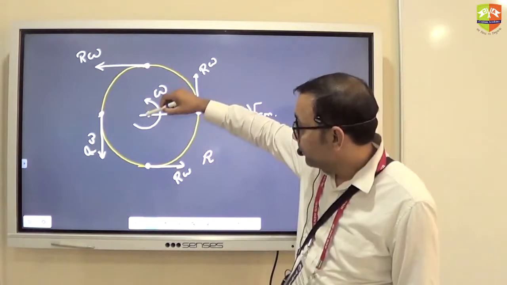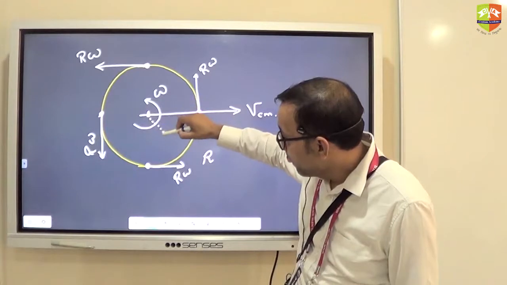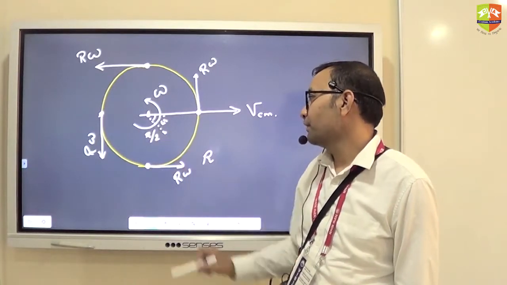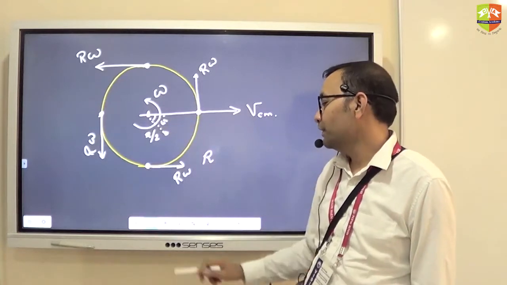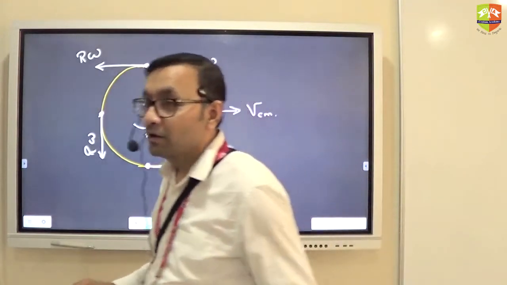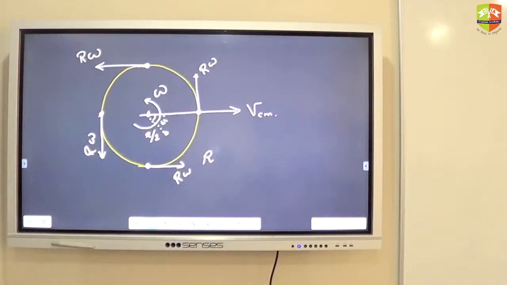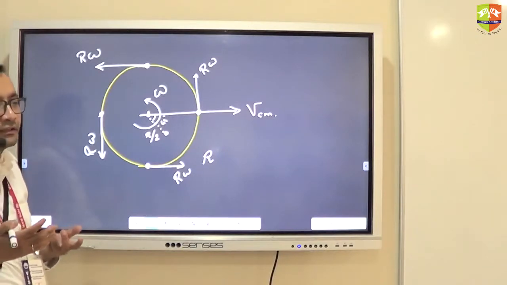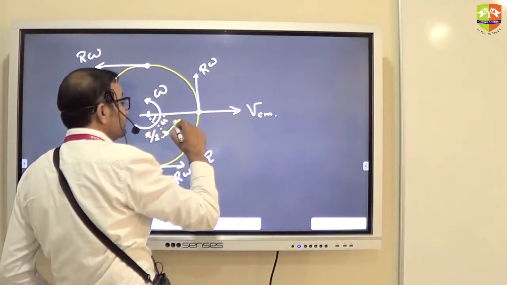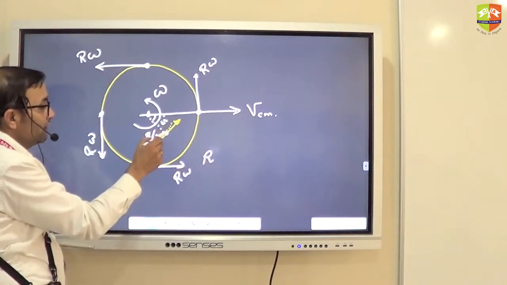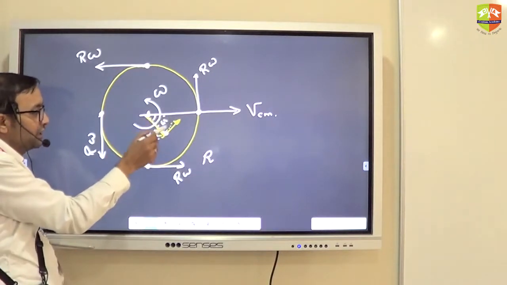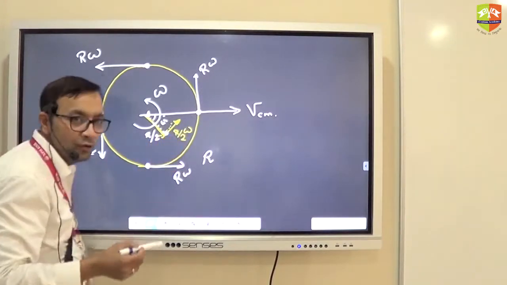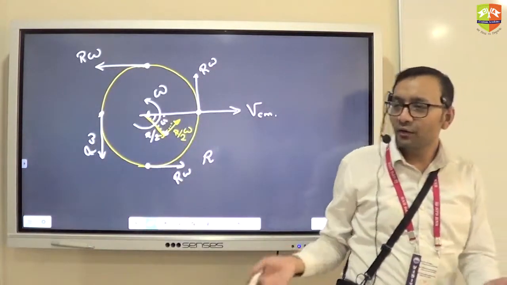Now tell me, a point over here where this angle is 45 degrees and the distance is r by 2 from the center. What is the relative velocity of this point with respect to the center? Which direction? Explain it. It will be 90 degrees to this line or not? This point is moving in a circle, so it will be tangent to the circle. If this is the radius, it has to be perpendicular, a tangent. So the velocity of this point relative to the center of mass is r by 2 omega, like that. It is a circular motion.